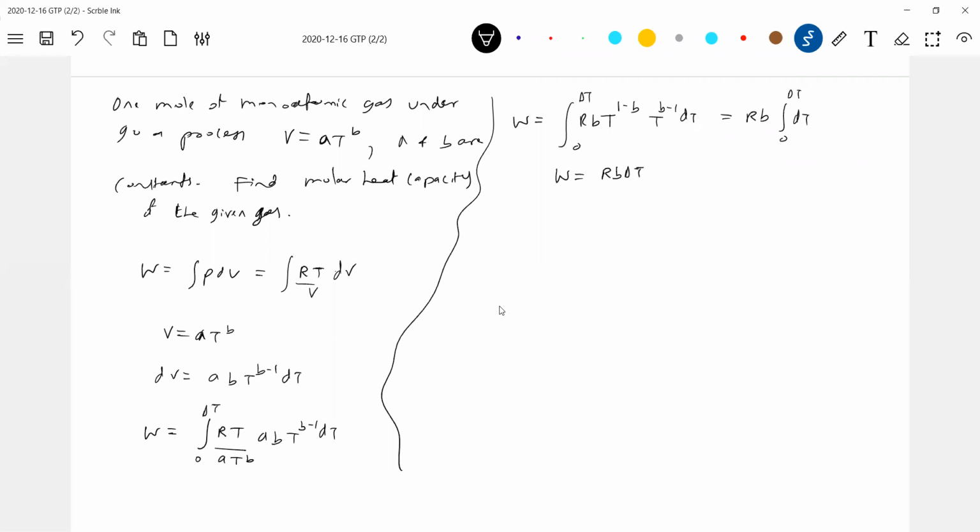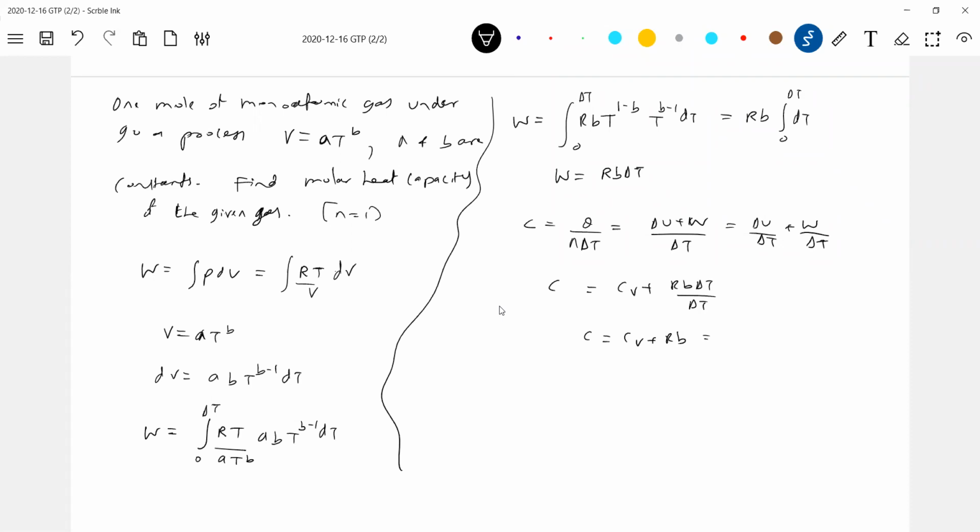Let's directly go for the molar capacity formula. C equal to Q by N delta T. Let me assume N equal to 1. Q equal to delta U plus W, divided by delta T, with N equal to 1 substituted. So delta U by delta T plus W by delta T. Delta U by delta T should be CV. What is the value of W? RB delta T by delta T. Solving this, it all depends upon the value of B.